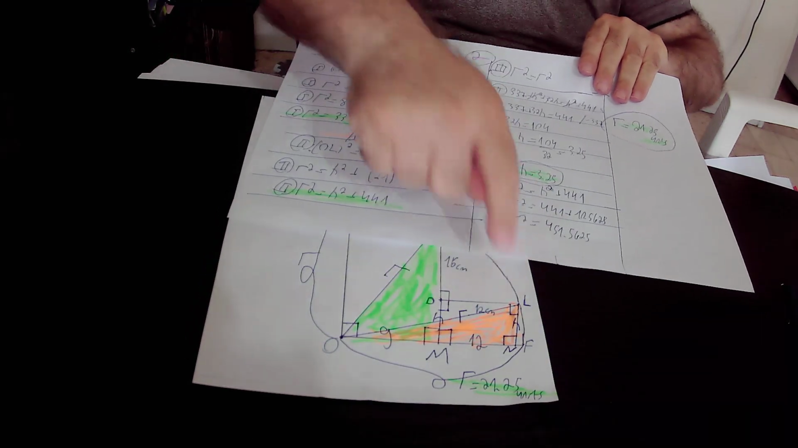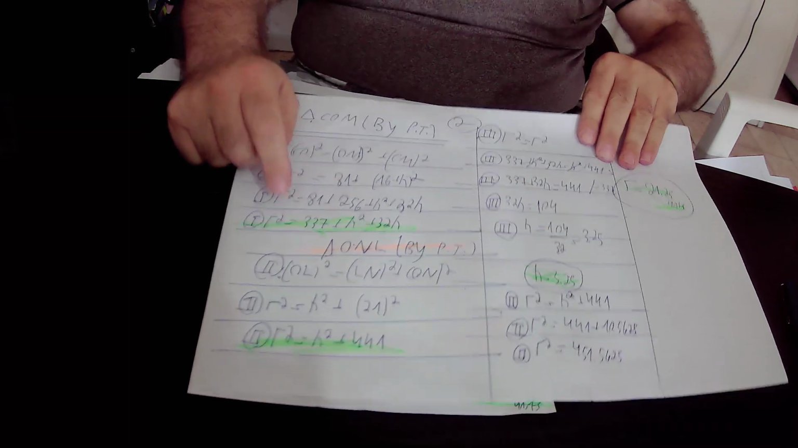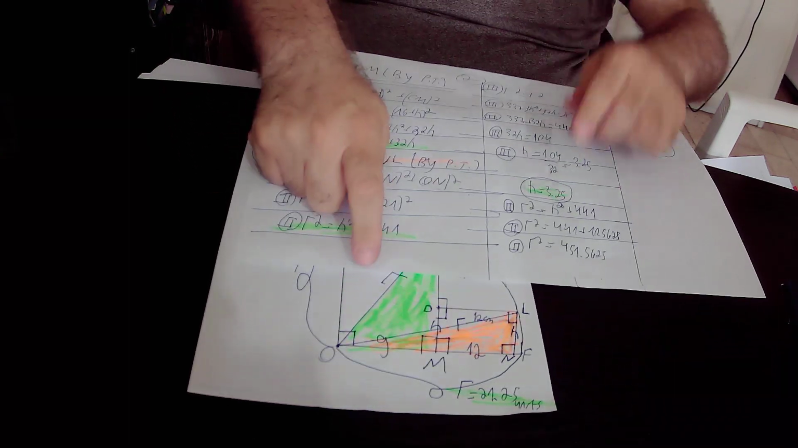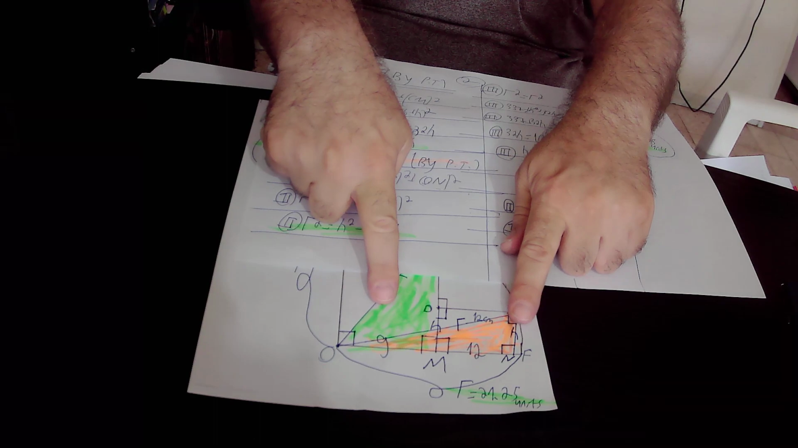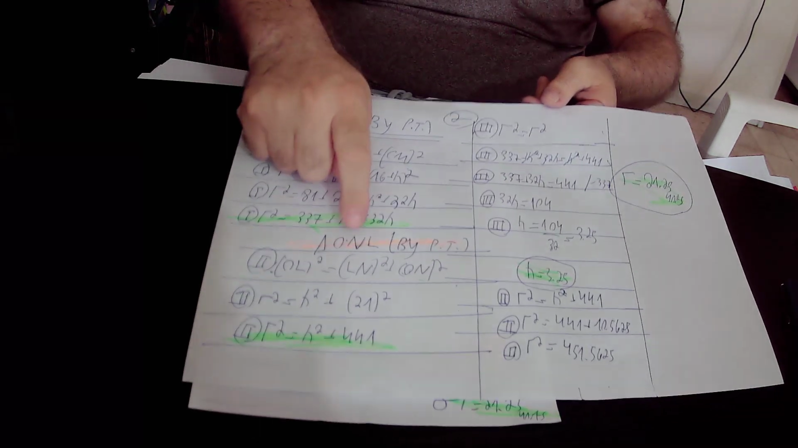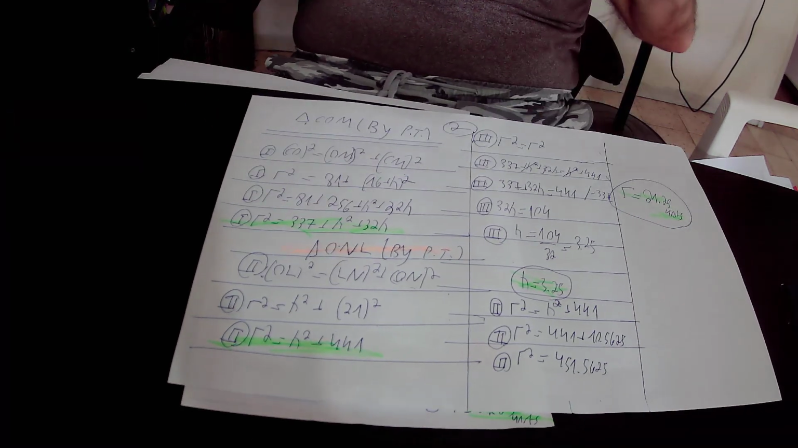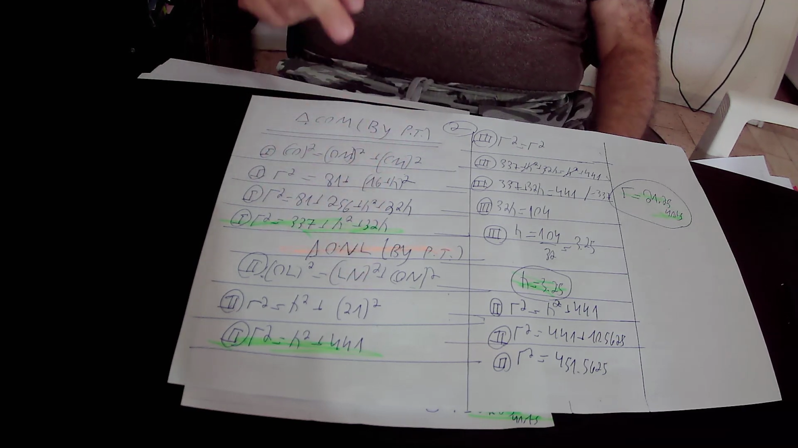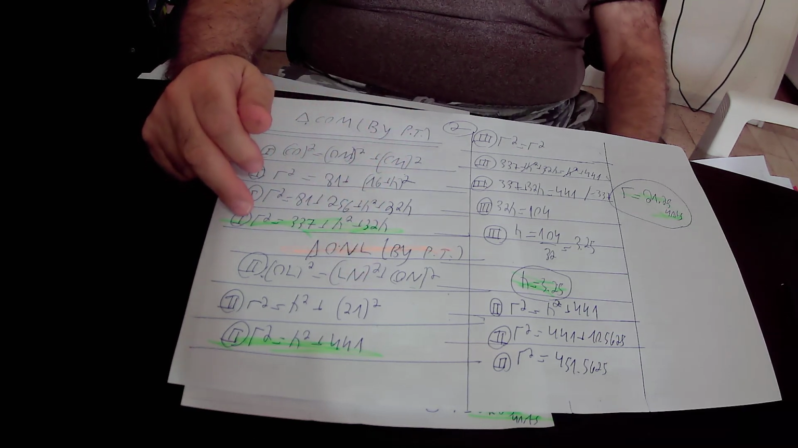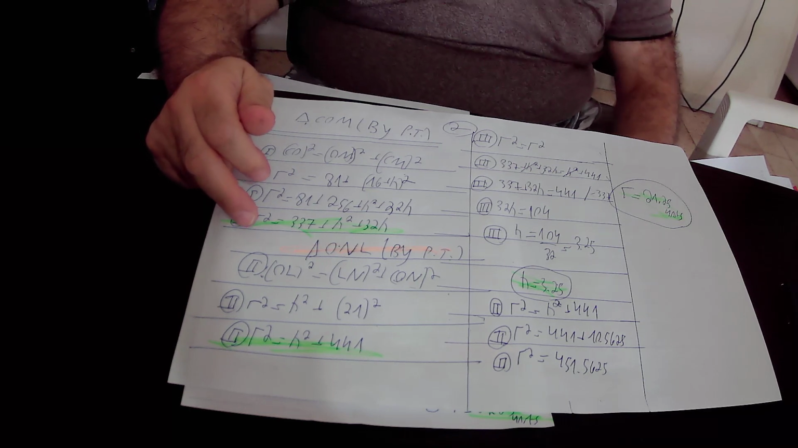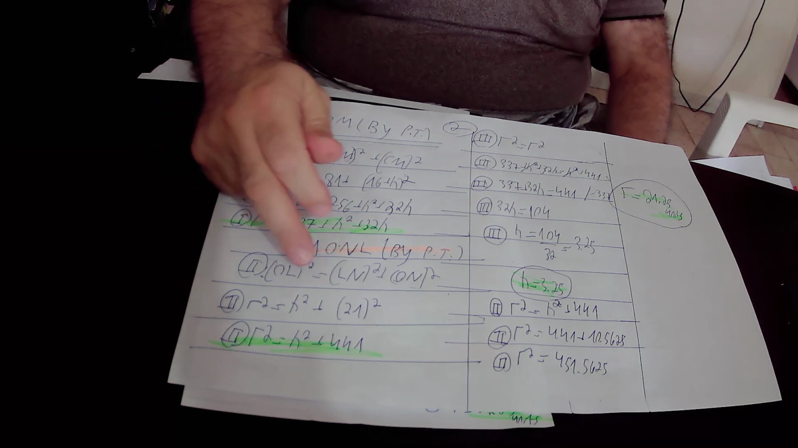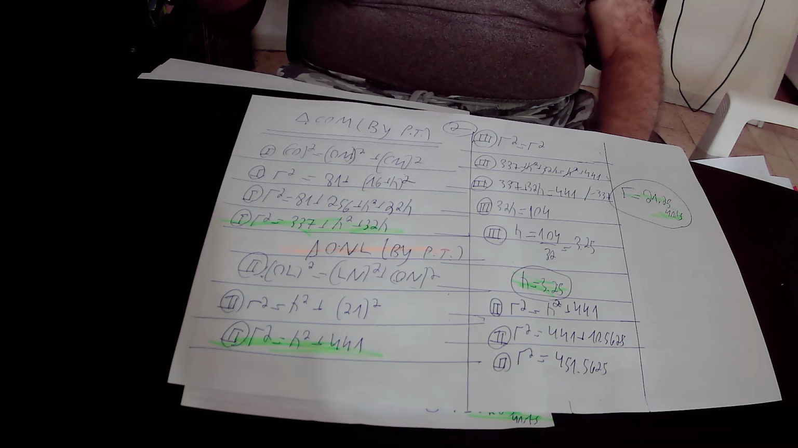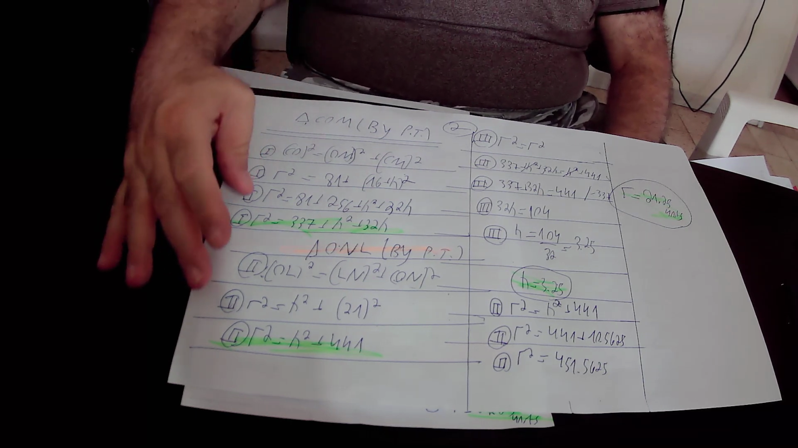LN equals h, therefore LN square is h square. And NO equals 9 plus 12, that is 21, therefore NO square equals 21 square. So in conclusion, R square equals h square plus 21 square. 21 square is 441. So according to equation number 2, R square equals h square plus 441. So here we have two different expressions for R square.